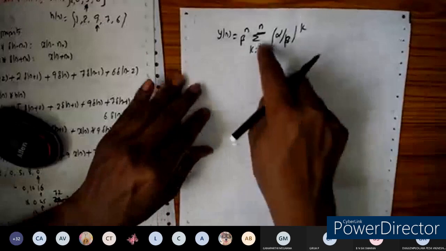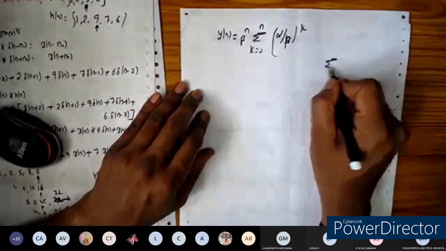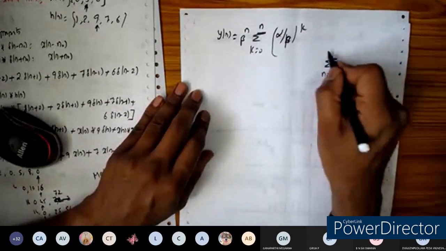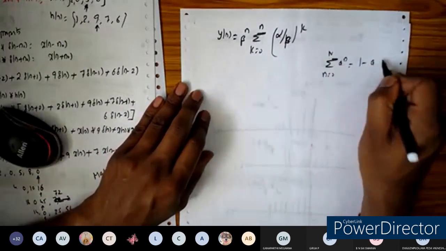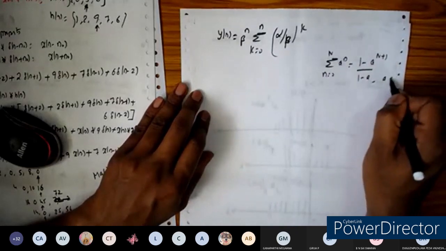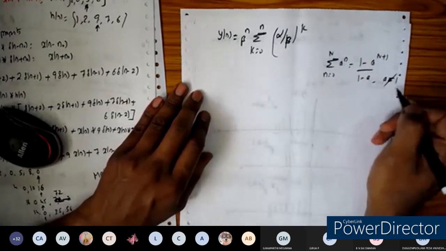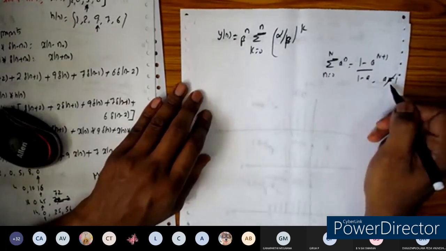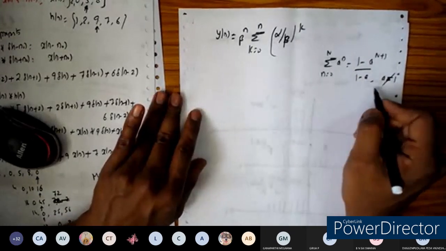This is the sum of finite terms. We have seen the sum of finite terms formula, that is, the summation n equal to 0 to n of a to the power of n is equal to 1 minus a to the power of n plus 1 divided by 1 minus a, provided a should not be equal to 1, or a is less than 1. I have given the list of formulas in the first module.